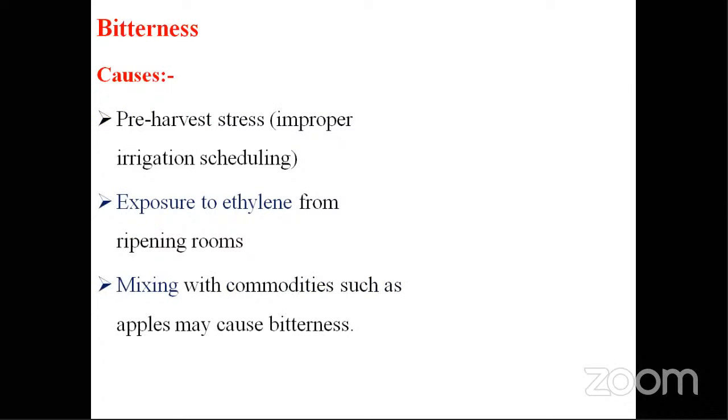Next is bitterness. Bitterness is nothing but the glutamic acid content increasing, and then you have bitter roots. Pre-harvest stress means improper irrigation or exposure to high temperatures, and mixing of commodities with other commodities because of respiratory imbalances. And next, exposure to high ethylene content can cause the bitterness. The important points are exposure to ethylene conditions and pre-harvest stress.